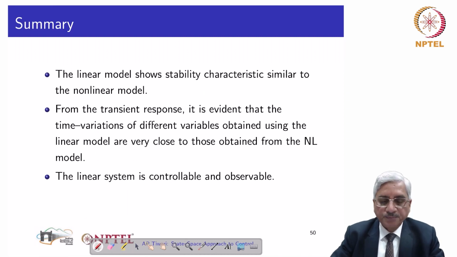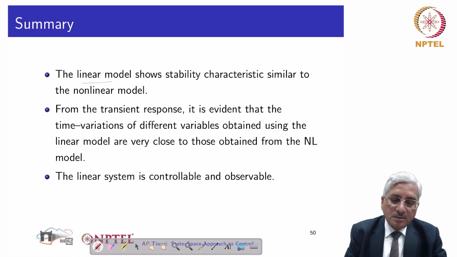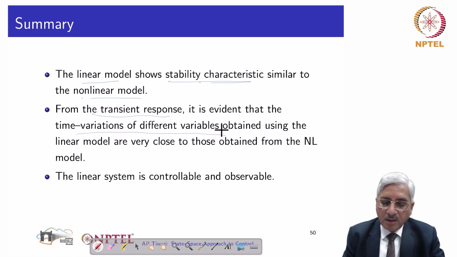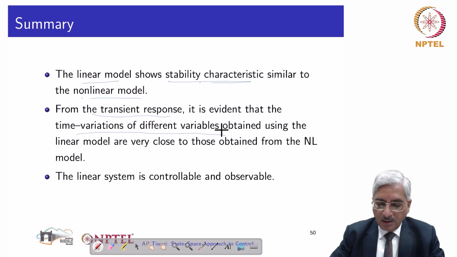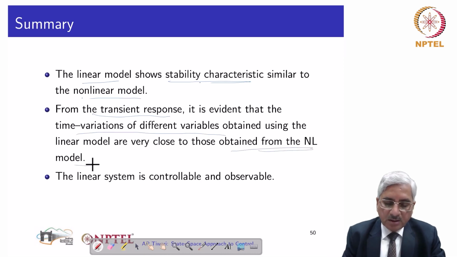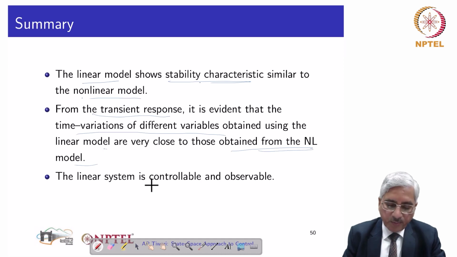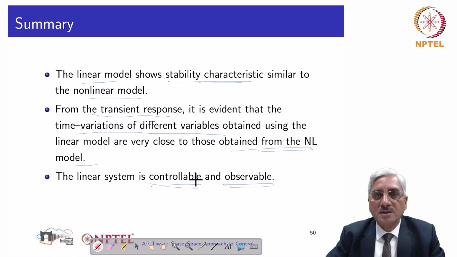Now summarizing the lecture, we find that the linear model shows stability characteristics similar to those shown by the non-linear model, and from the transient response we saw that the time variation of all the different variables is identical to that obtained from the non-linear model. The linear model predicts results very close to what the non-linear model predicted, slightly smaller but very close. So it means that this linear model can be used for design purposes and for small deviations from equilibrium for analysis purposes also. Another thing we did is we proved controllability and observability of the system analytically.